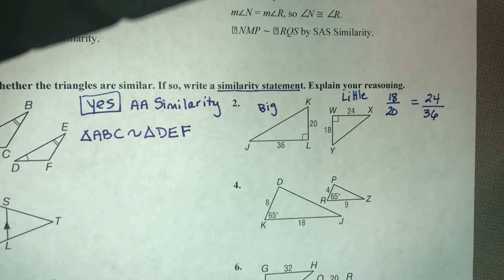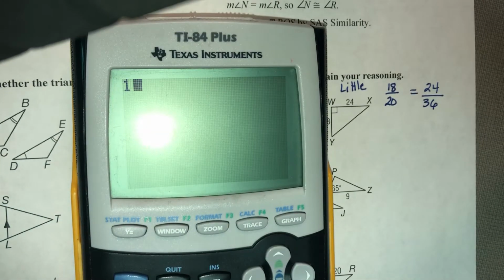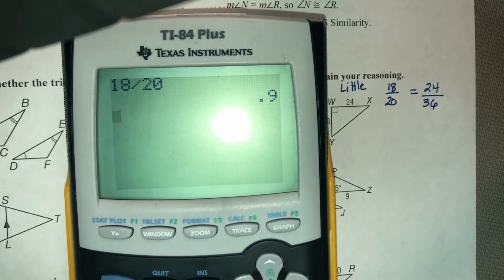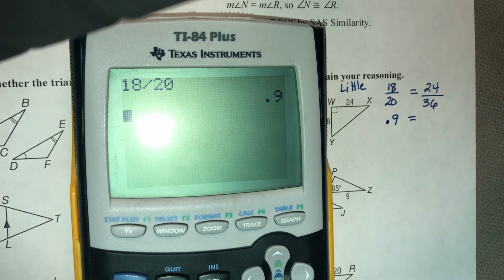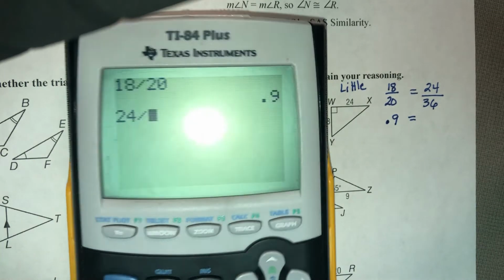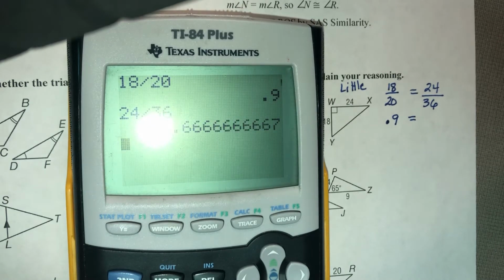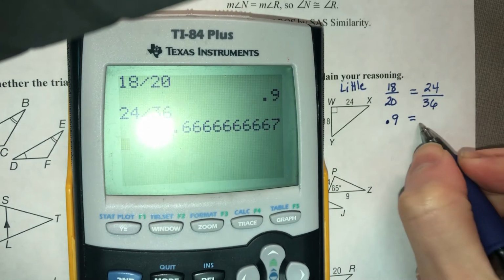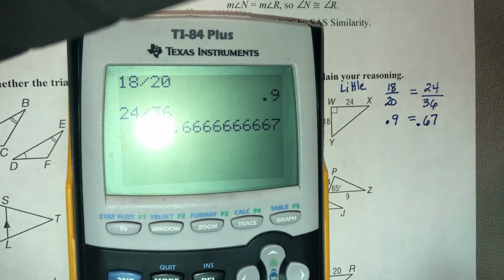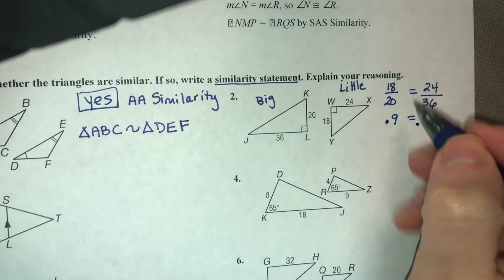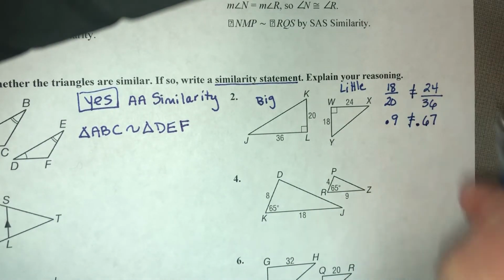So let's check. We can use a calculator to do this. 18 divided by 20 is equal to 0.9. So 0.9. Is that equal to whatever this fraction equals? 24 divided by 36 is, let's round it off to the hundredths place like money, 0.67. Okay, these are not the same, are they? So we're going to put a slash through the equals. This is not equal.